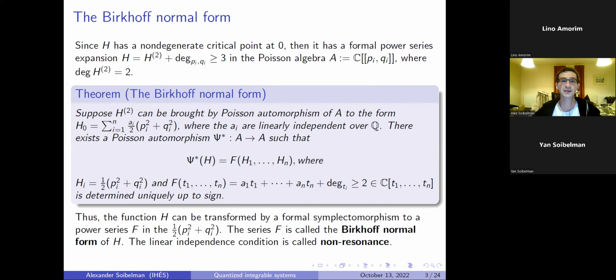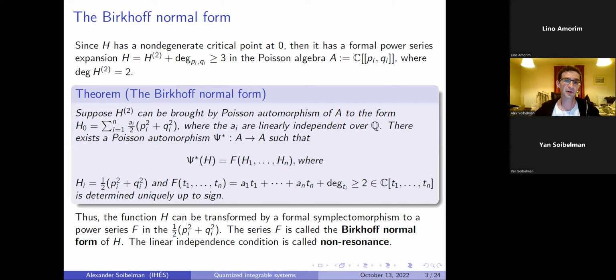This is an element of the Poisson algebra of formal power series in p_i and q_i, where i goes from 1 to n. The quadratic part is h_2. The Birkhoff normal form theorem says that if you can bring the quadratic part of this formal germ of h to a specific form, namely a linear combination of sums of squares of the p_i and q_i, such that these coefficients are linearly independent over Q, then there's going to be a Poisson automorphism.